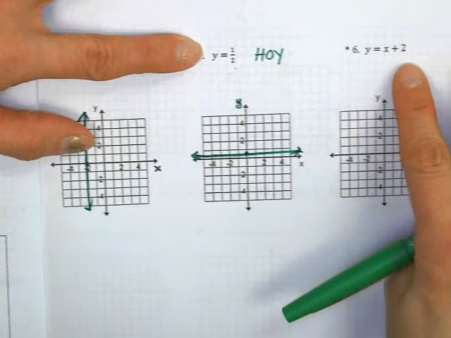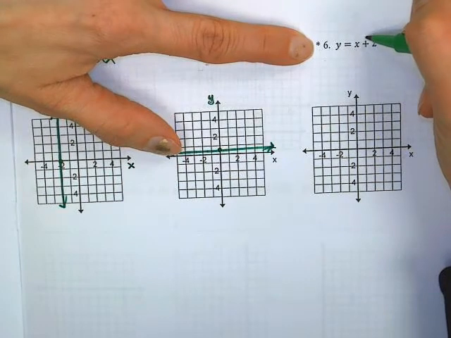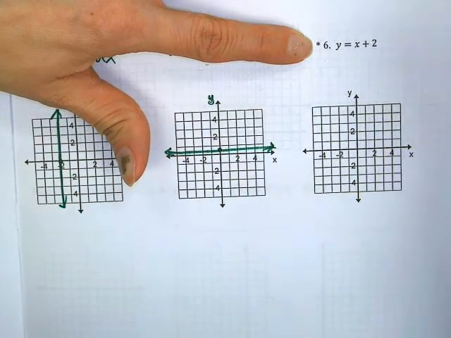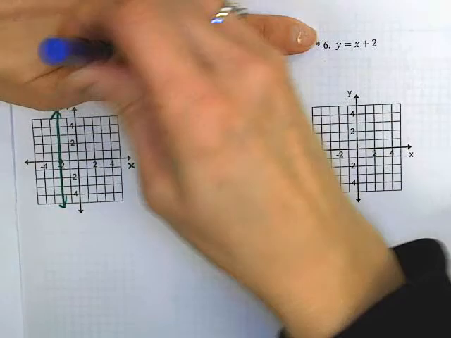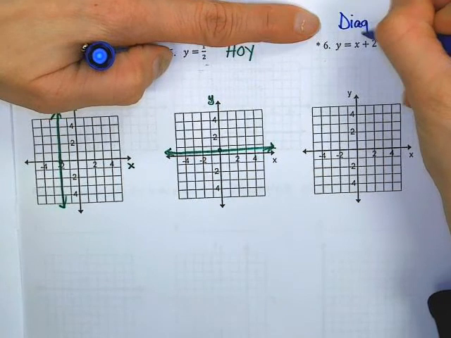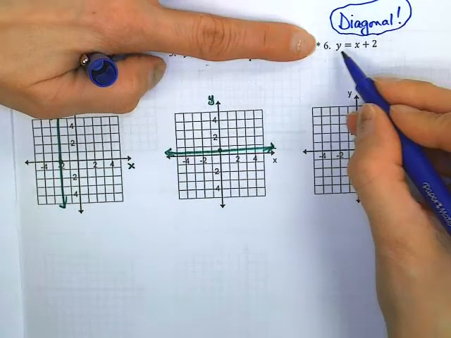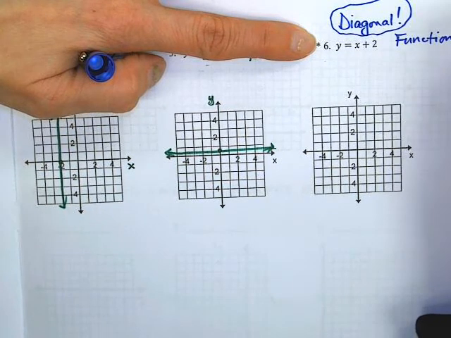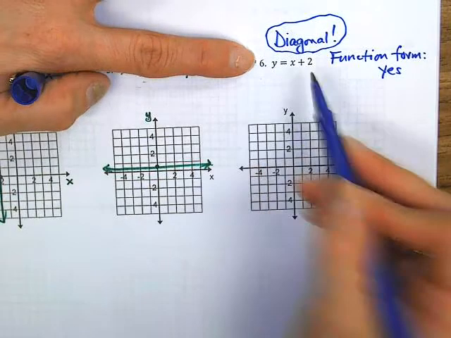Okay. Number 6, y equals x plus 2. Is this a Vux or a hoy? Oh, this is not a vertical or a horizontal. When you have two letters, x and y, this is going to be diagonal. This is old stuff. Is this in function form? Function form means that the y is by itself, and the answer is yes. It's already in function form.